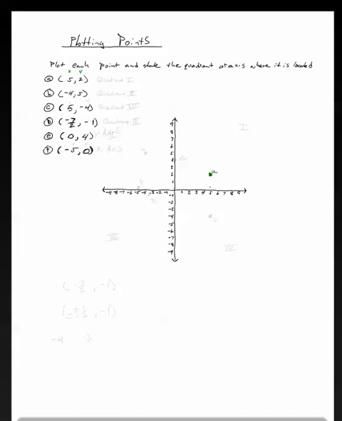Now remember our quadrants. We've got quadrant 1, and then quadrant 2, and then quadrant 3, and then quadrant 4. They go counterclockwise. So we can see that point A is in quadrant 1. So we'll label it quadrant 1.